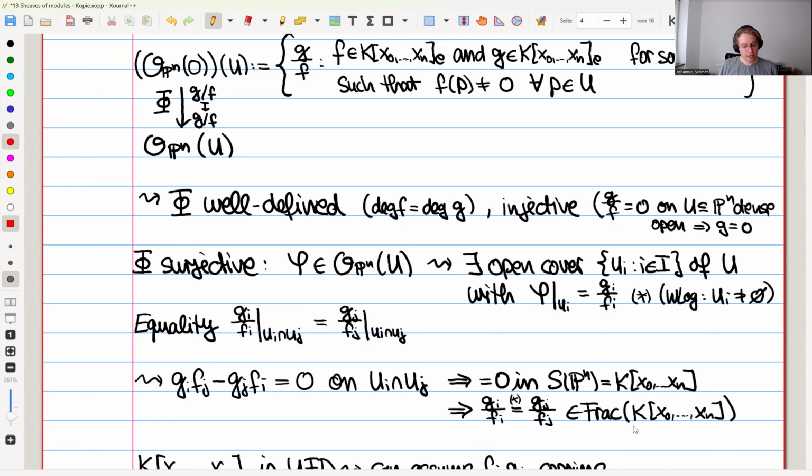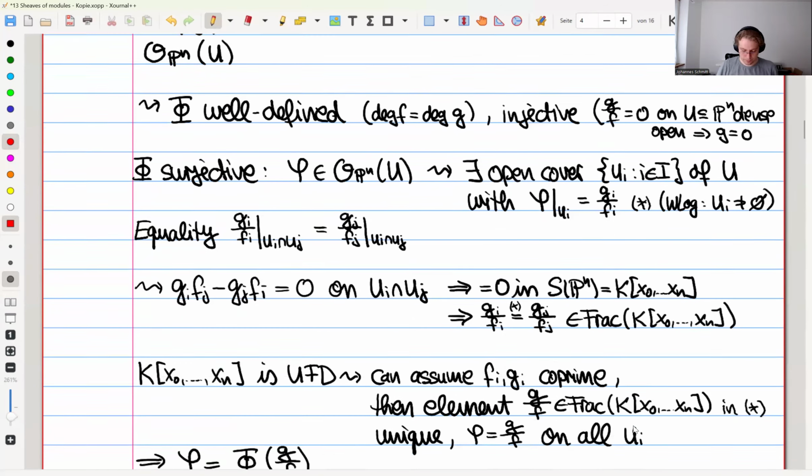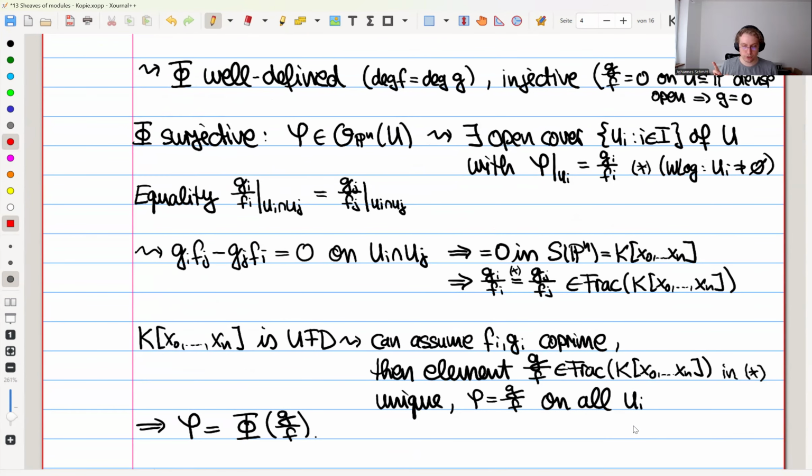But then we're in good shape, because that means that this equality here is an equality in the fraction field. And so we are again in a situation where we have this open cover and we have the same element of the fraction field everywhere. Now we just need to make sure this element of the fraction field doesn't have any zeros, because this denominator shouldn't have any zeros on U. So we need to find some representative which has this property. But here we can use that this ring is a unique factorization domain. And so if Fi and Gi at any point have a common factor in their irreducible decompositions, we can clear the denominator and numerator until they are all co-prime.